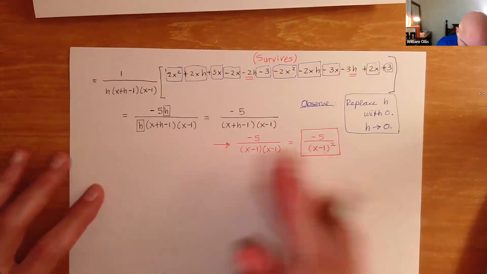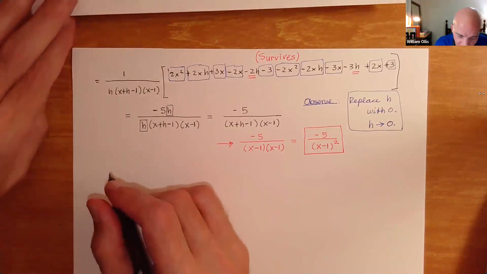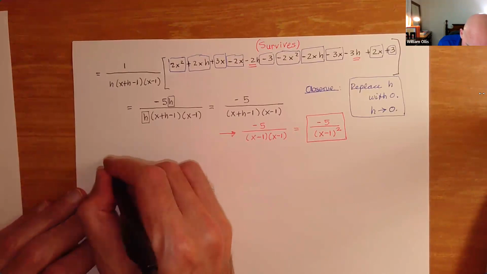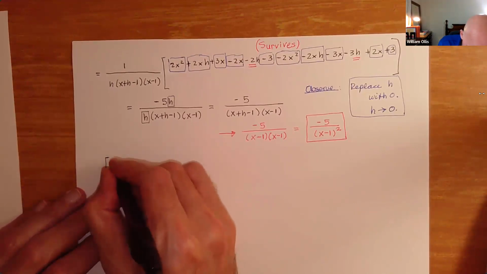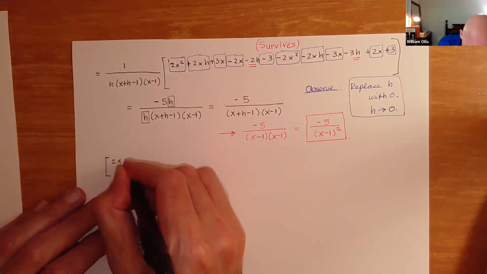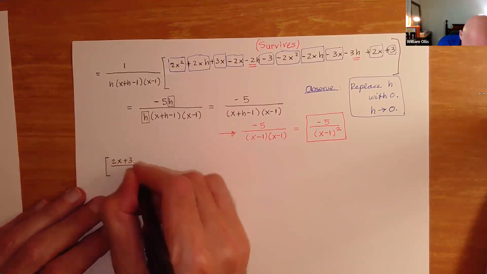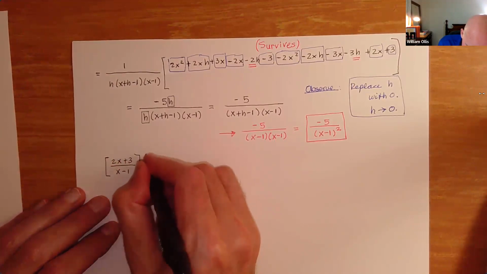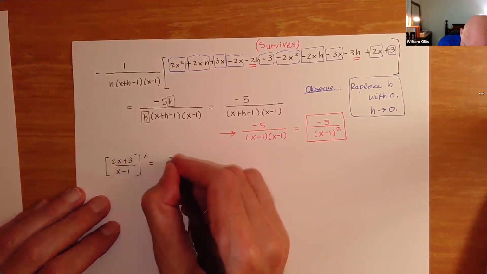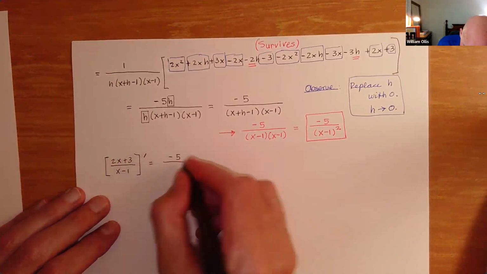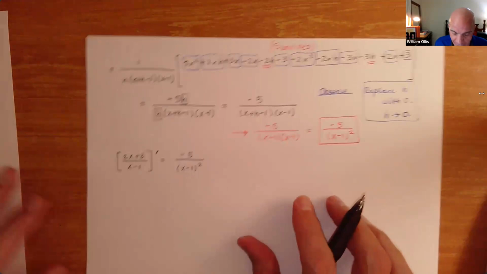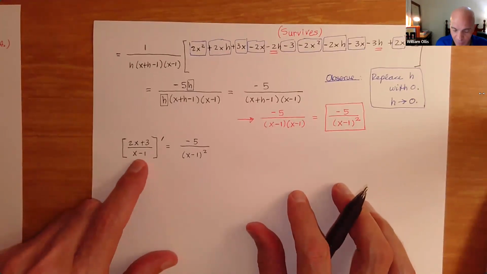Now, I'll write a notation here. If we think about the original function that I'll move over here, this actually is what we've done. We've done 2x plus 3 divided by x minus 1. And this is a prime notation for the derivative. This actually equals minus 5 over x minus 1 quantity squared. And now, when you take the calculus, there'll be a very simple way to compute the derivative of this.